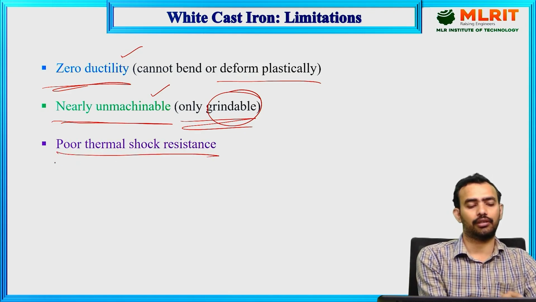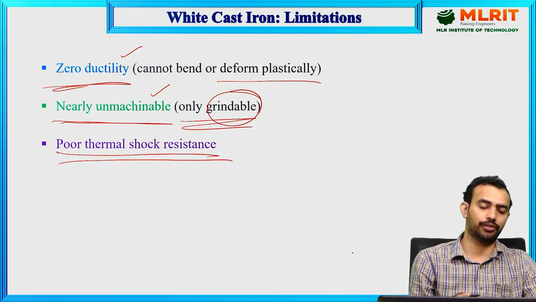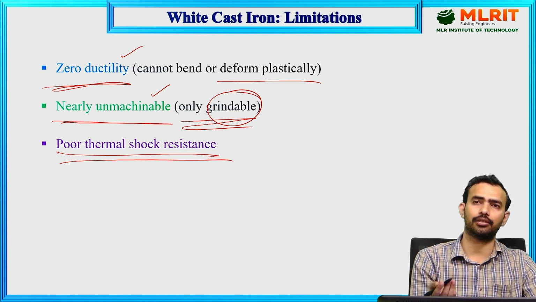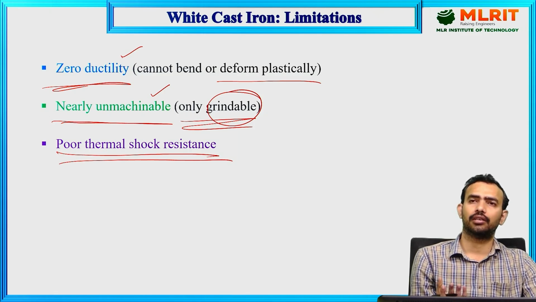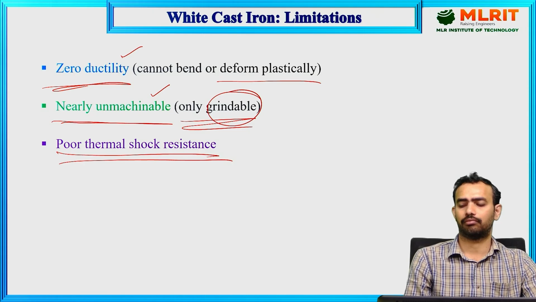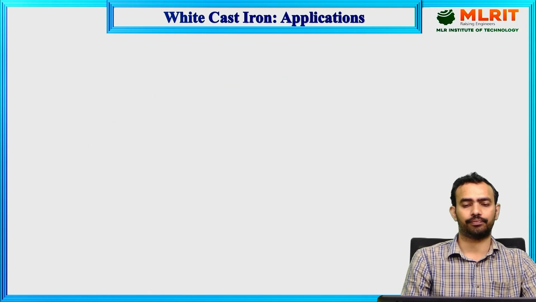It offers very poor thermal shock resistance. So if this component is suddenly put in a higher temperature environment, it will fail because its thermal shock resistance is very poor. It will crack and then fail abruptly or catastrophically. So these are certain limitations that we have with white cast iron.